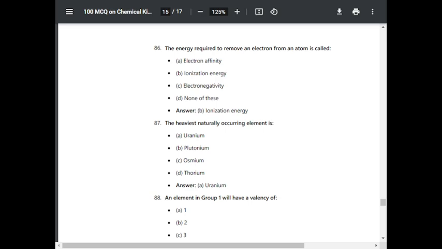Question number 87. The heaviest naturally occurring element is: option A, uranium; option B, plutonium; option C, osmium; option D, thorium. The correct answer is A, uranium. The heaviest naturally occurring element is uranium.